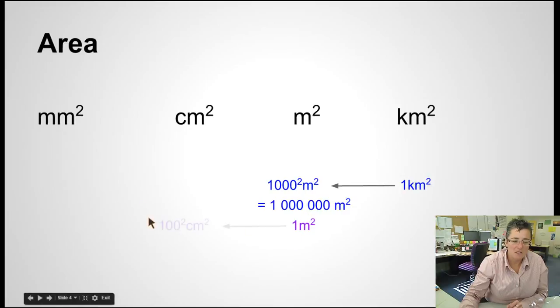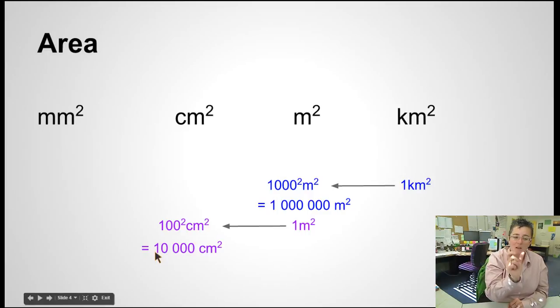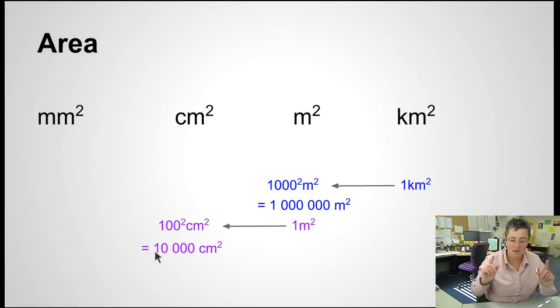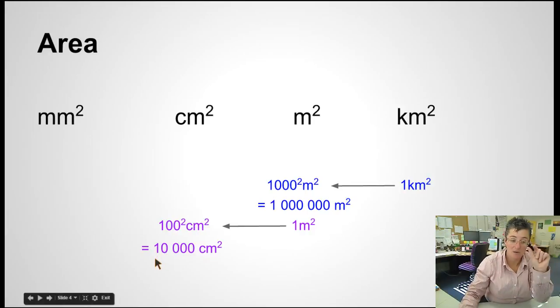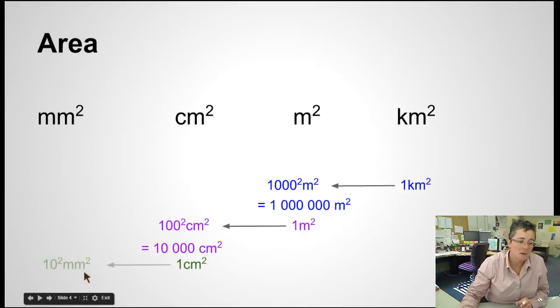If we're going from meters to centimeters, we get 100 centimeters, but 100 squared centimeters. So that will give us 10,000 1 centimeter squares in a 1 meter square. So it's 1 meter, which is 100 centimeters, by 1 meter, which is 100 centimeters. So it's 10,000 little centimeter squares in that box. And similarly, going from 1 centimeter to millimeters, we go to 10 squared millimeters. So that will be 100 millimeters squared.